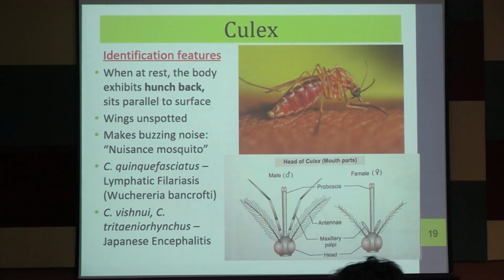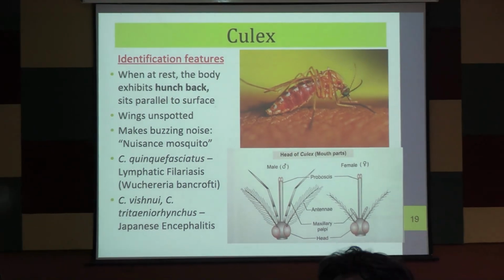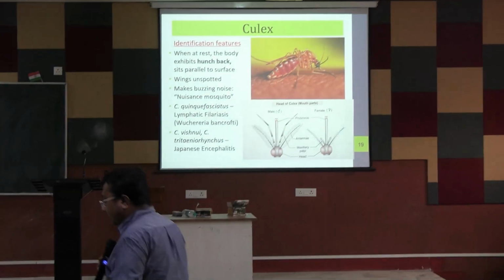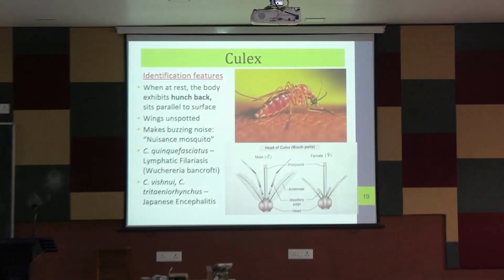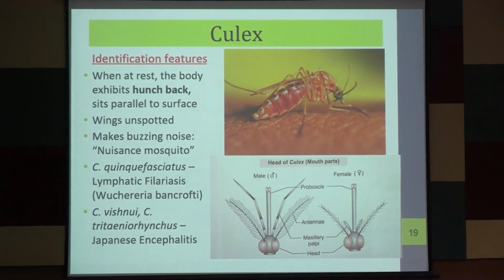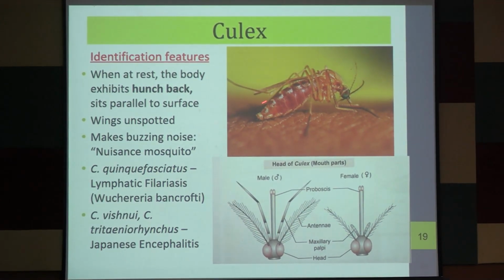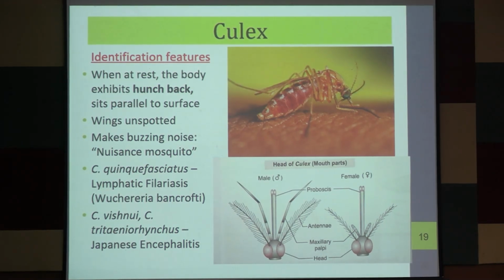The first distinguishing feature of the adult Culex mosquito is that when it sits, it shows a characteristic hunchback. I think only Aedes mosquito was covered in the last class, right? So Culex shows a distinguishing hunchback position. It creates an angle of more than 90 degrees.